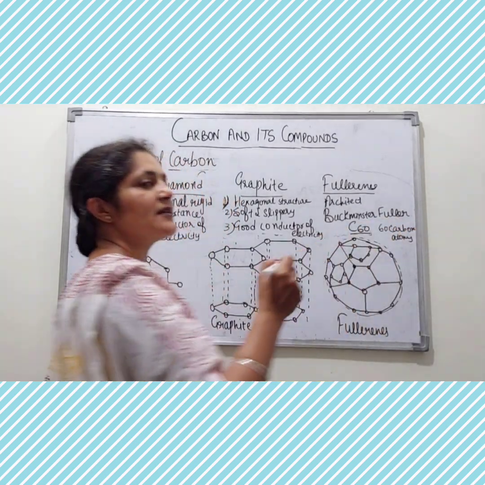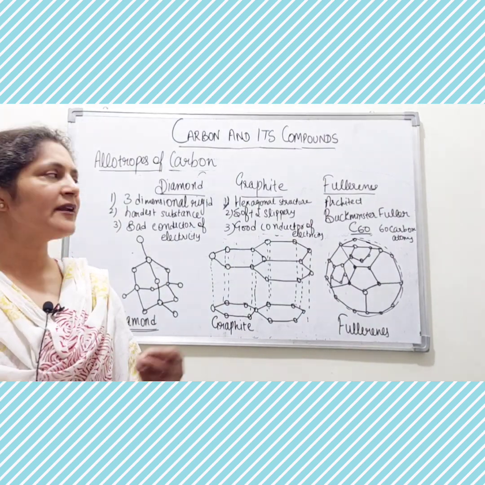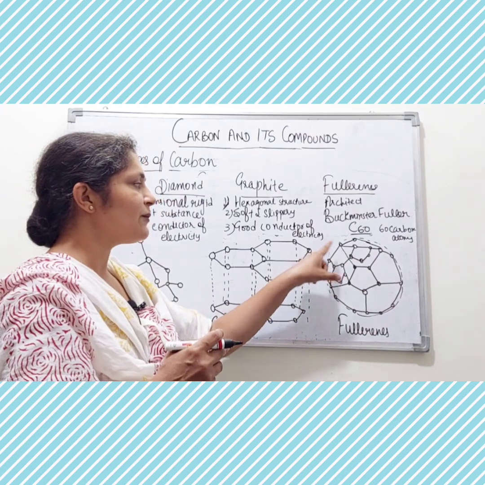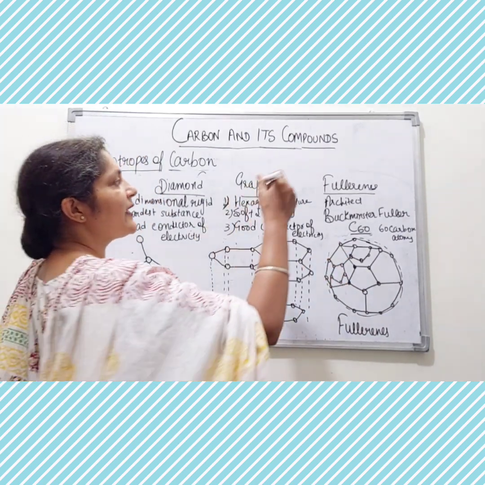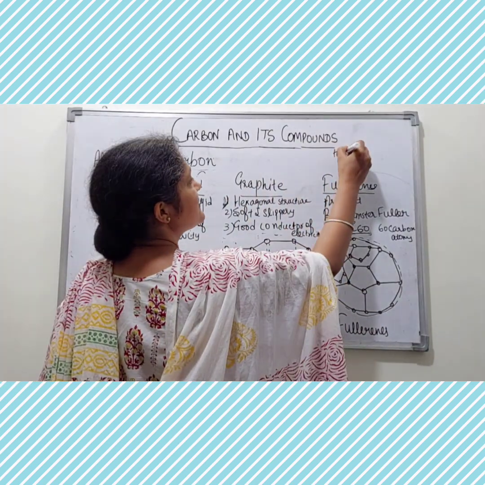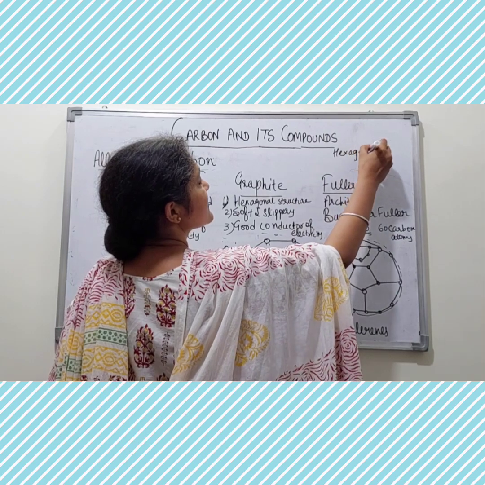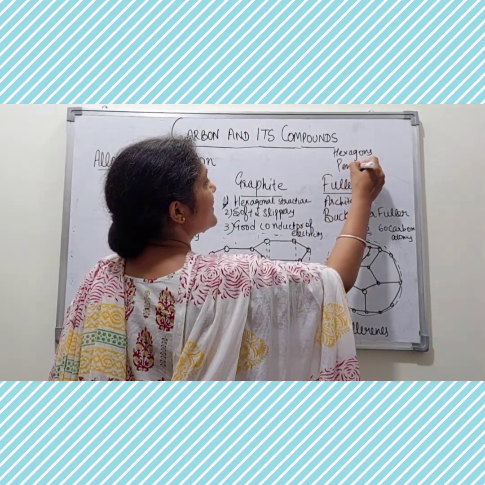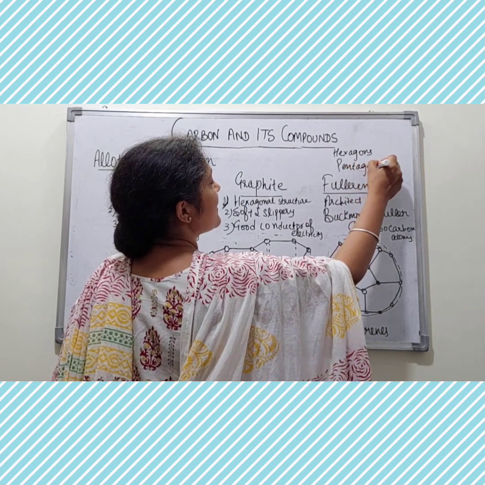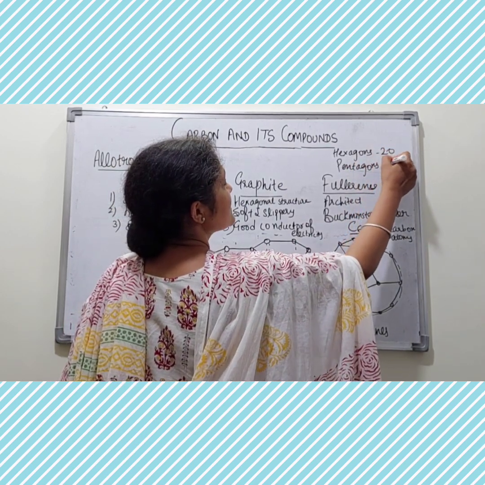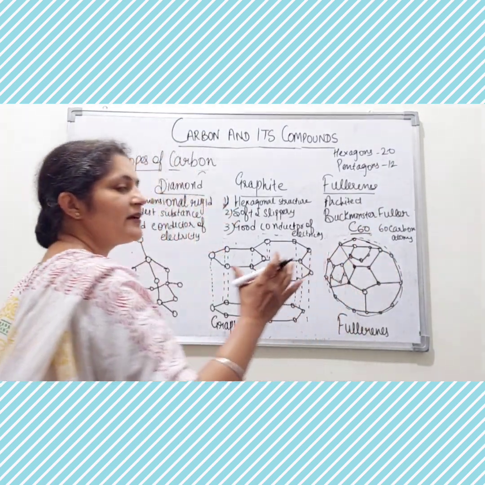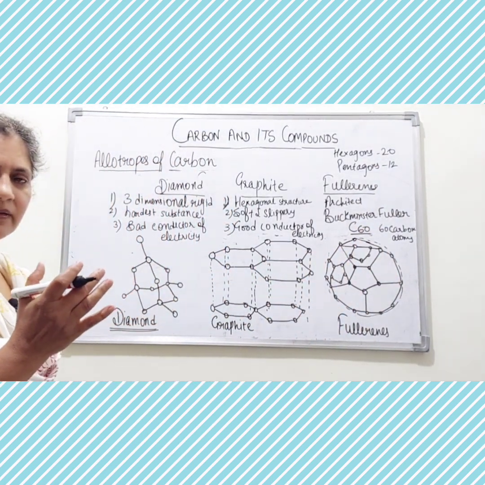Most of the properties of fullerenes are yet to be studied, but it has a structure like a football, which contains hexagons of carbon atoms and also pentagons. There are 20 hexagons and 12 pentagons in this structure, which is similar to the football. Right students?